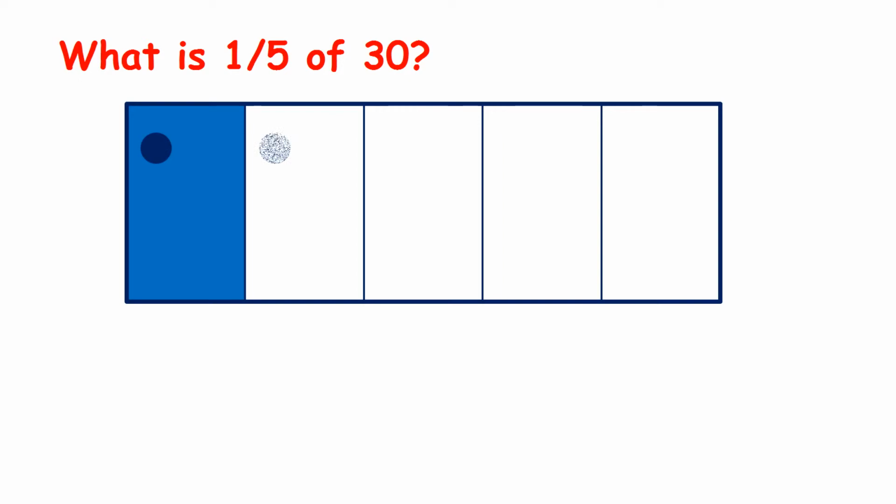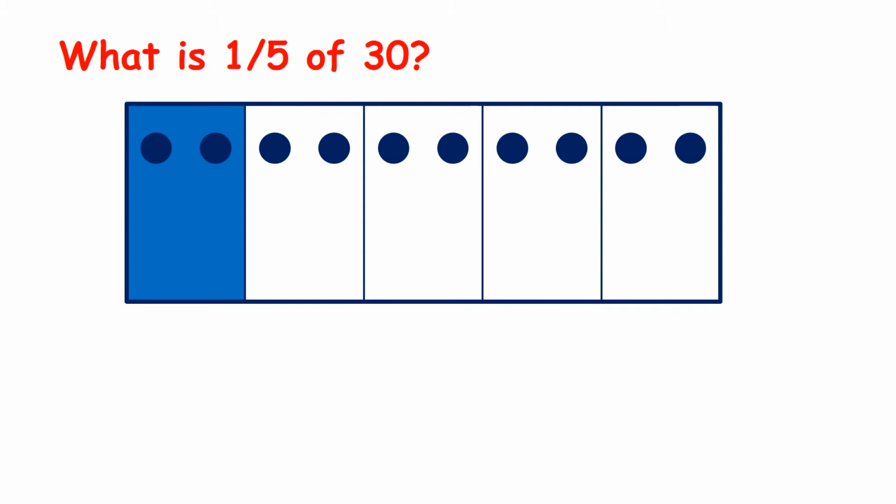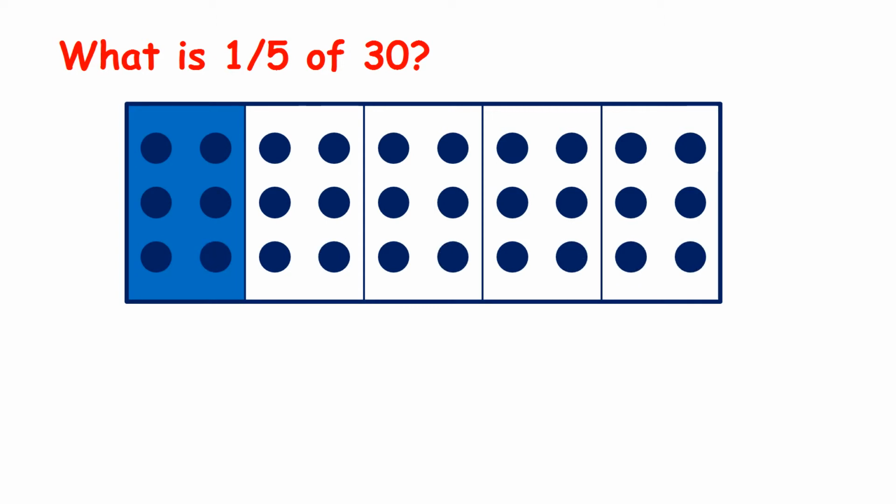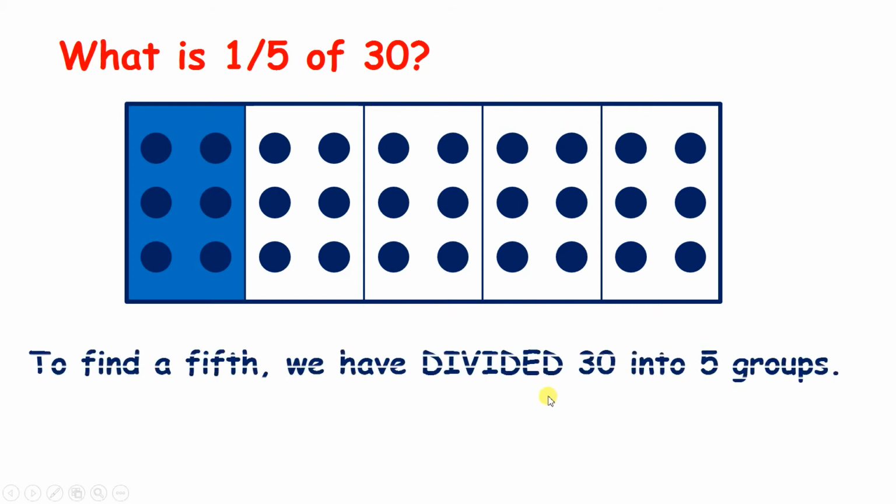We have 5, 10, 15, 20, 25, 30. So to find a fifth of 30, we've divided 30 into 5 groups, and we have 6 in each group. So 1/5 of 30 is 6.